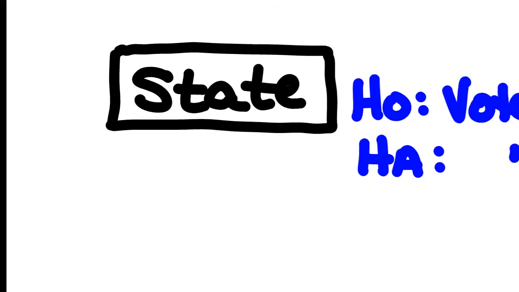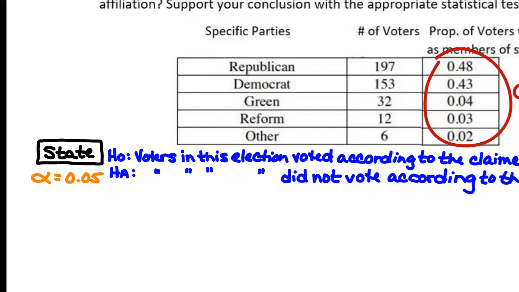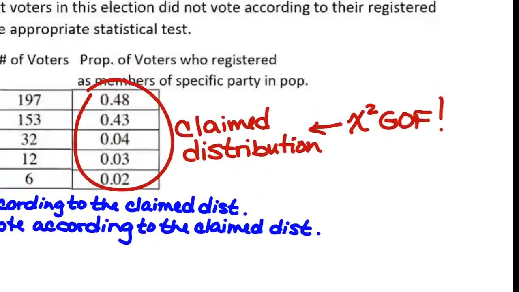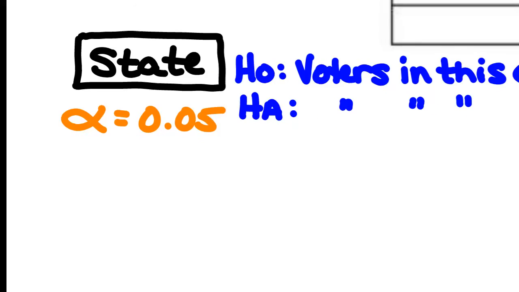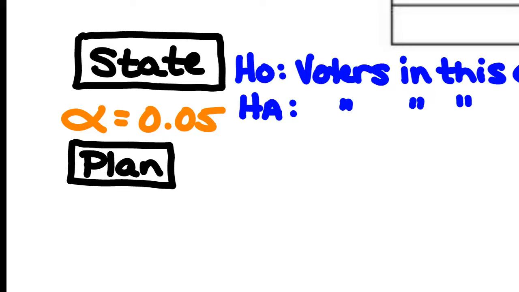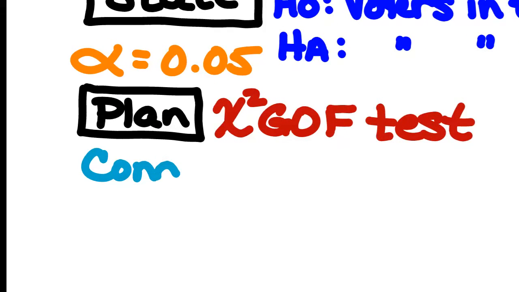And they didn't tell us, so what do you want to use as the alpha level? 0.05. Right, that's everything that I need in my state step. Then we get to the plan. This is where I name my test. I already decided that this is a chi-square goodness of fit test. And then we have to check our conditions.